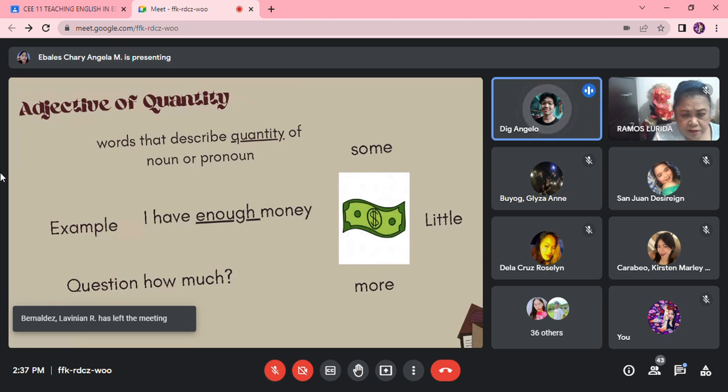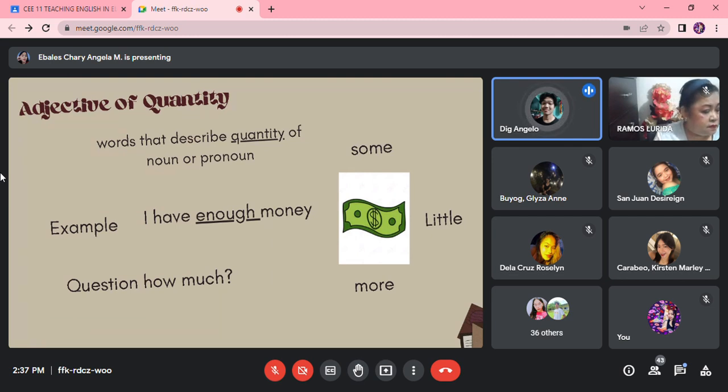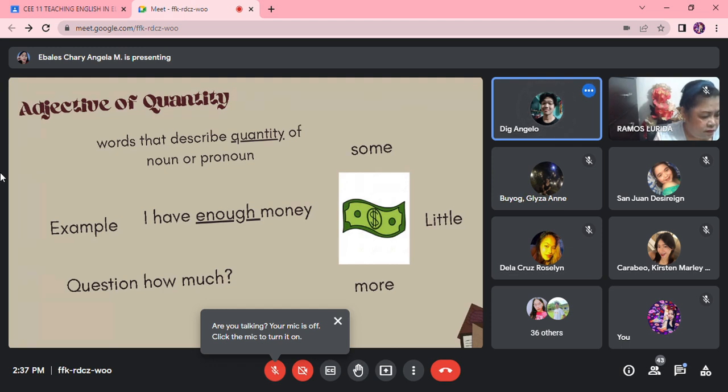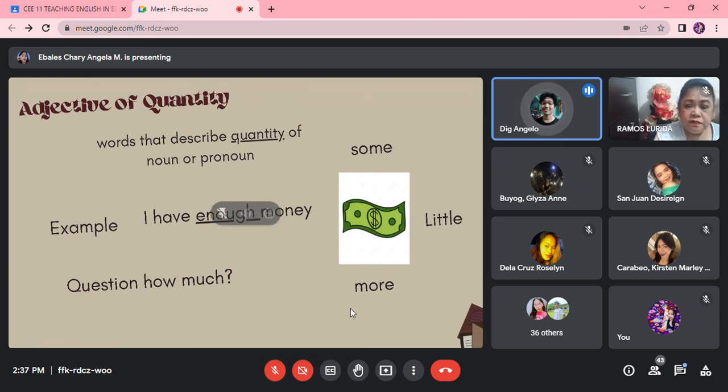Next one is adjective of quantity. These are the words that describe the quantity of a noun or pronoun. So please take note of the word quantity. For example, I have enough money. So the word here describes the quantity of money I have. So it generally answers the question of how much in any sentence. Some more examples of them are some, little, and more. So remember, they define the quantity of a noun but not the exact amount. Next po.